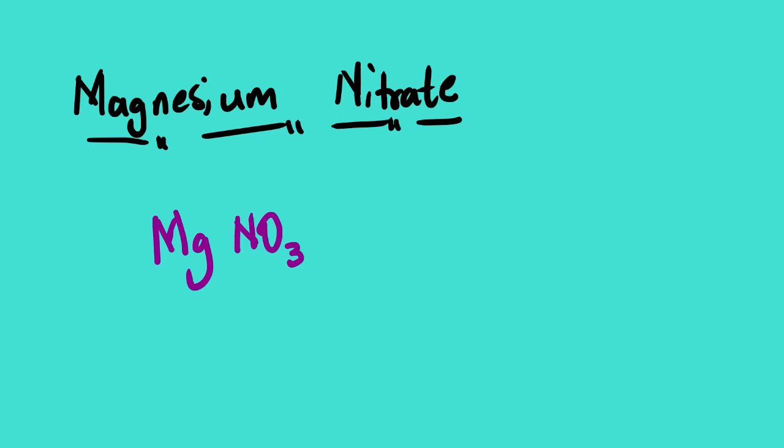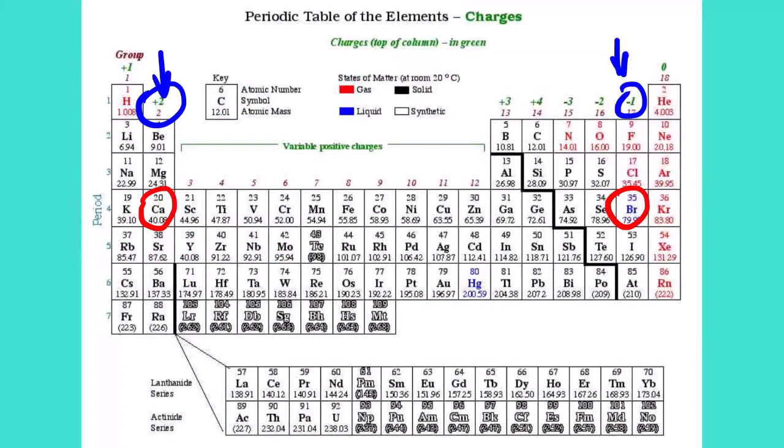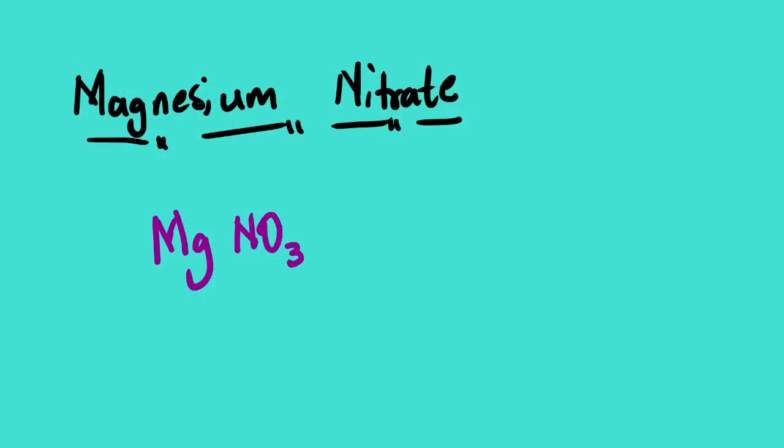Now we look at the charges. Magnesium is in group number, we can check, group number 2. So you can see the oxidation number is 2+. So you're going to have 2+ here.